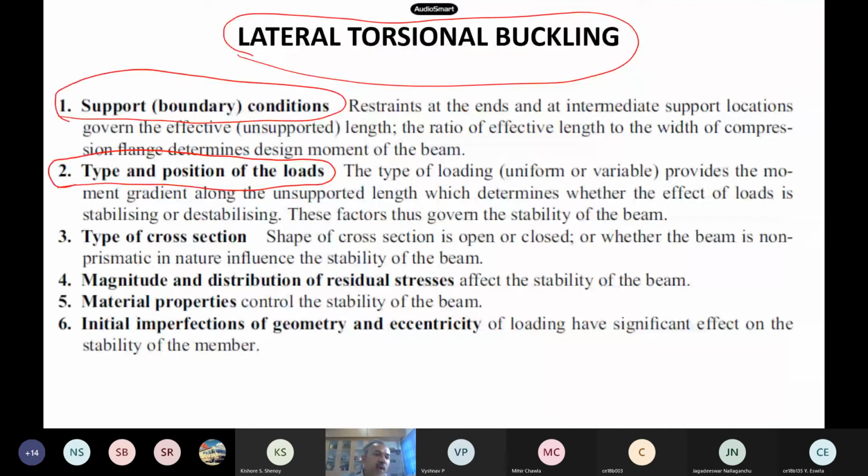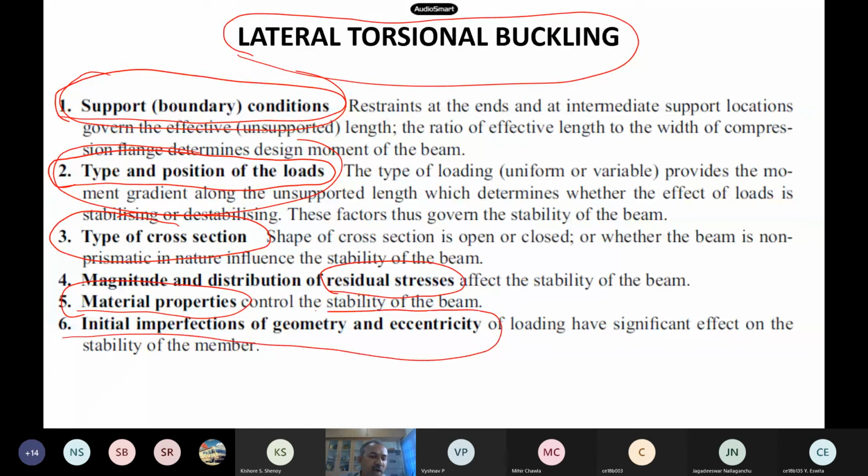So these are the things. One is the support condition, then we have the type and position of the loads, then the type of cross section, then of course the residual stresses. Already I told you, when you are doing welding in the factory, generally because of non-uniform cooling, there will be some residual stresses. That also controls lateral torsional buckling. Then material properties also, then imperfections.